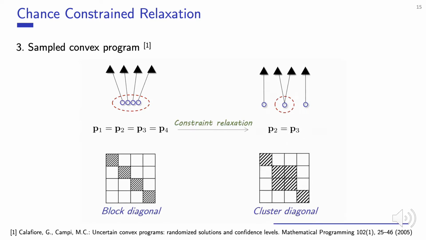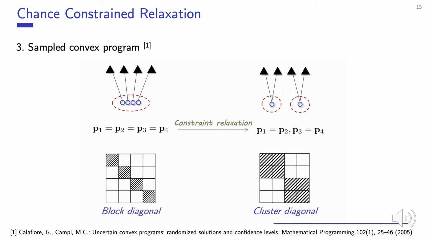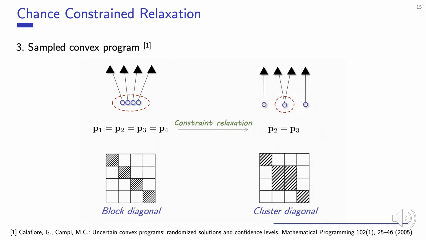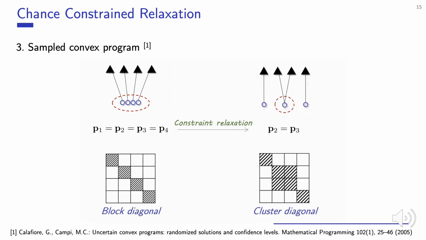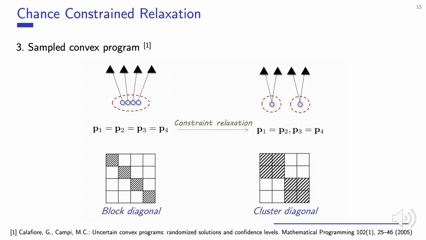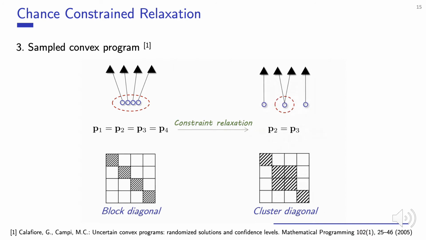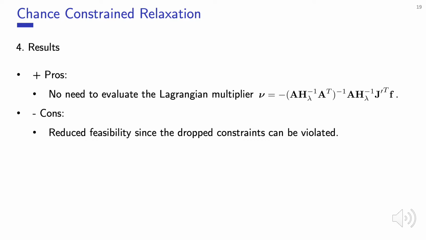And we select the constraints randomly based on the sampled convex program. The remaining constraints shape the reduced camera system into cluster diagonal. It means that we can still decompose the reduced camera system into as many subproblems as clusters. The benefit of chance-constraint relaxation is that we do not need to evaluate the Lagrangian multiplier anymore. But at the same time, there is reduced feasibility in the solution because some of the constraints can be violated.